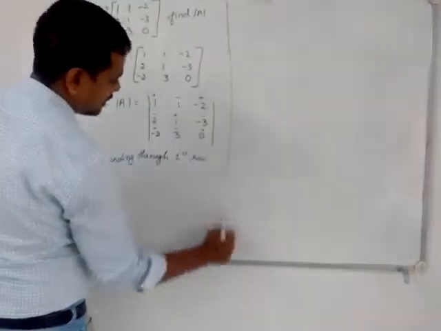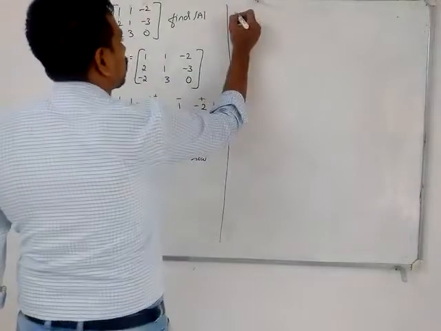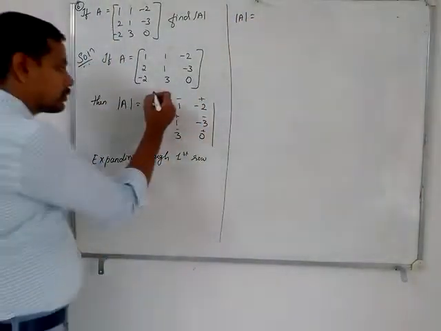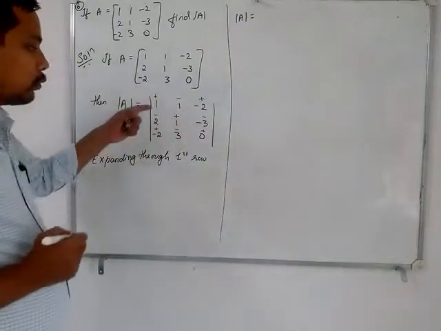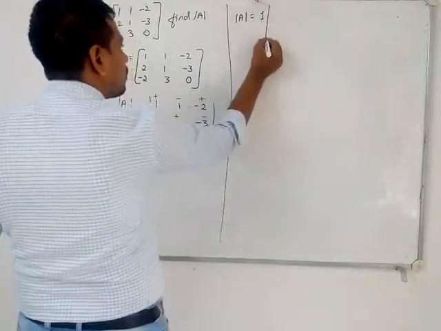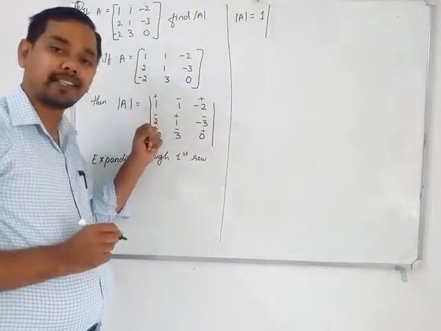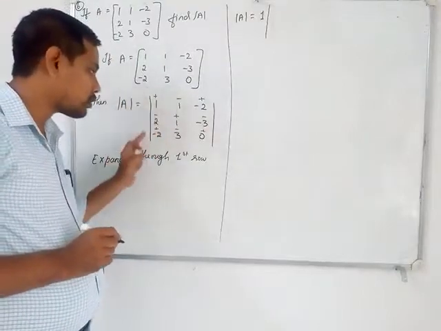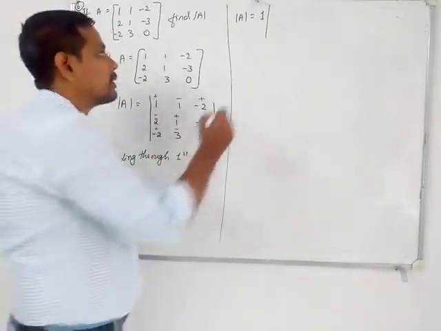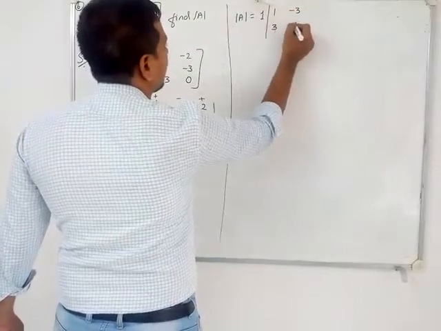So let's try expanding it through the first row. Determinant A will be plus 1 into... So we should leave the row and column in which this element is there. So leave the first row and first column. What remains? 1, -3, 3 and 0.